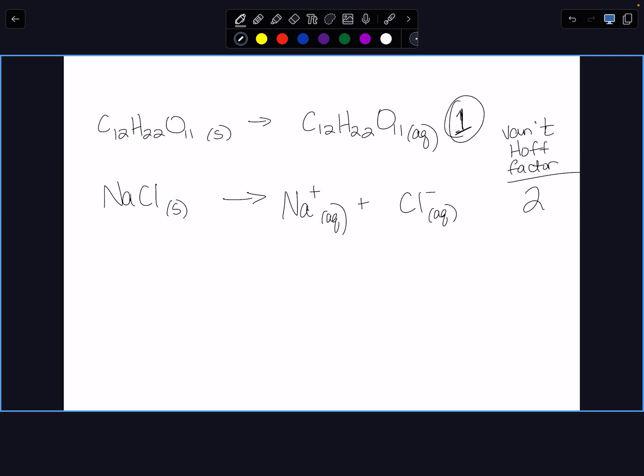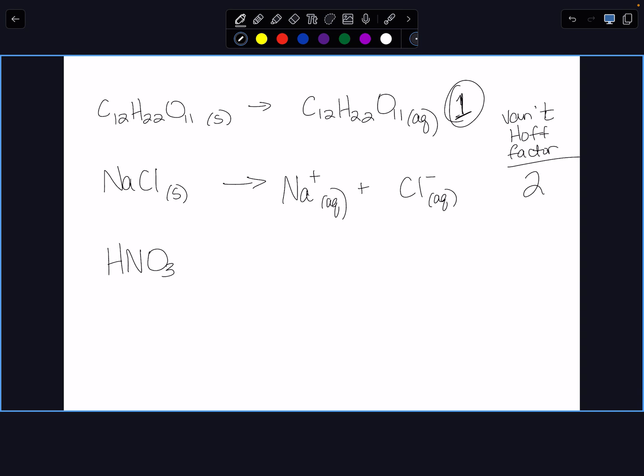So, what about HNO3? What's the name of that? Nitric acid. It's a strong acid. When you put it in water, it ionizes as hydrogen ions and nitrate ions. Do y'all remember doing this when we did net ionic equations? Your polyatomic ions stay polyatomic ions. What's nitric acid's Van't Hoff factor? 2.